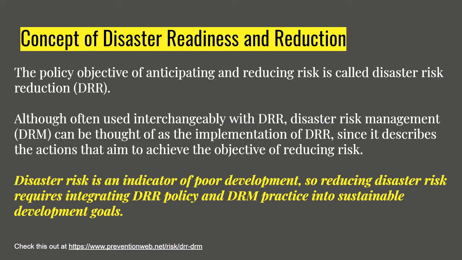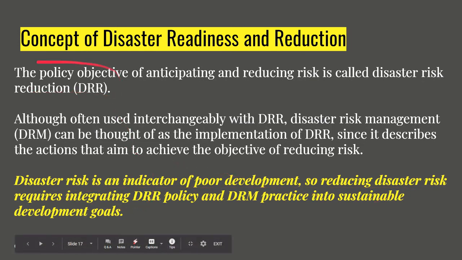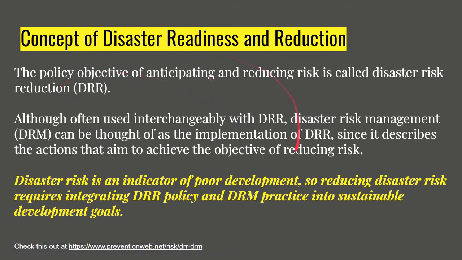Now, this one is another important thing. Although we've mentioned this before, if a community experiences a disaster after a natural hazard, it is an indicator of poor development or poor planning, poor choices. So reducing disaster risk requires integrating the DRR, the policy, and putting that into action, into DRM, into management practice. Again, DRR, risk reduction, that's the policy, those are the laws, those are the procedure. If you put that into action, if you implement that, then that's disaster risk management.